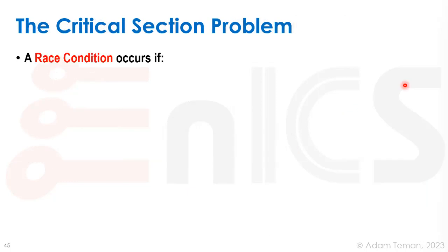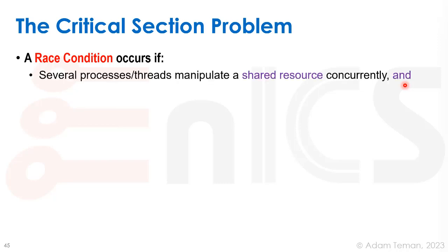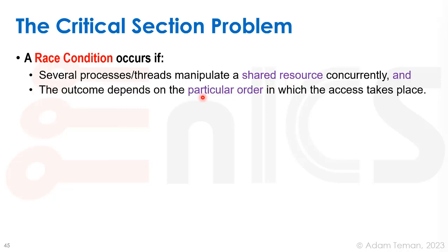So let's see what the critical section problem is. The critical section problem is when we get a race condition, and it occurs in two cases. Several processes or threads manipulate a shared resource at the same time, so it really has to deal with a shared resource. And the outcome depends on the particular order in which the access takes place. If these two conditions exist, this is the critical section problem.